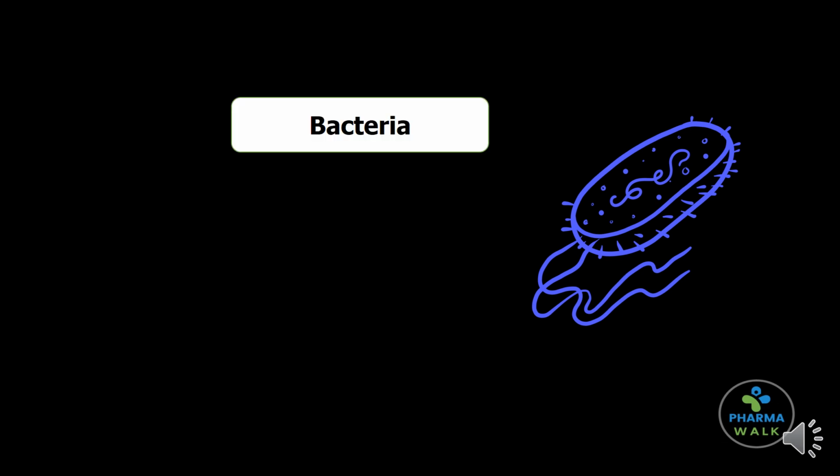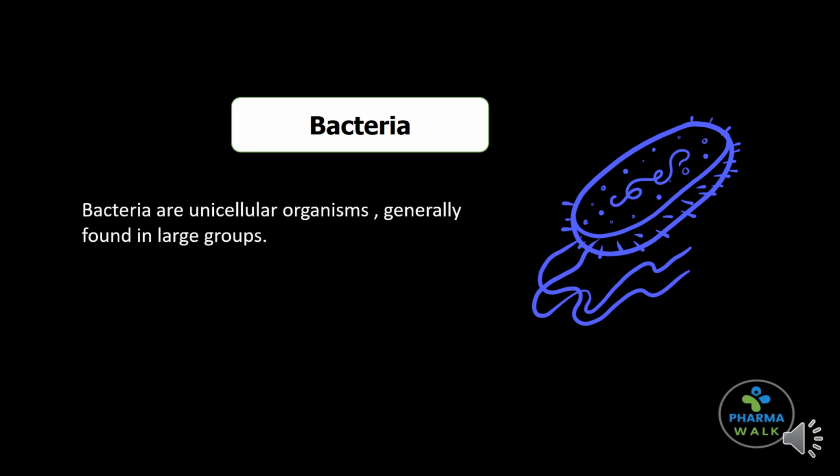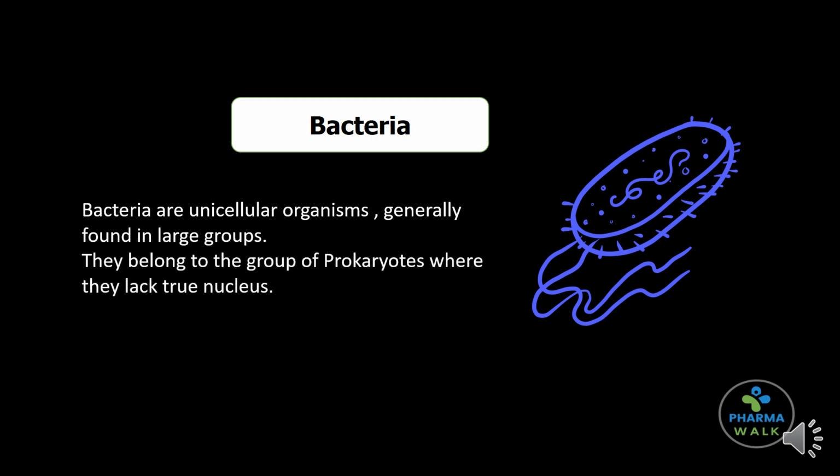Today, we are going to see about an interesting topic of bacteriology, that is the structure of a bacterial cell. To define, bacteria are unicellular microorganisms generally found in large groups in our environment. Bacteria belong to the group of prokaryotic microorganisms, where they do not have a true nucleus in their structure. Also, the size of bacteria is in the range of a few micrometers in length.